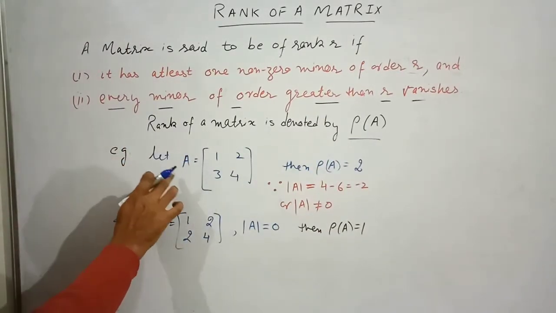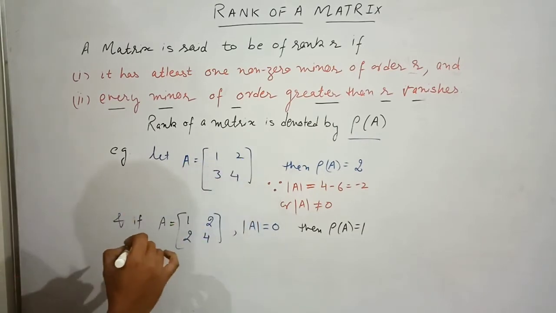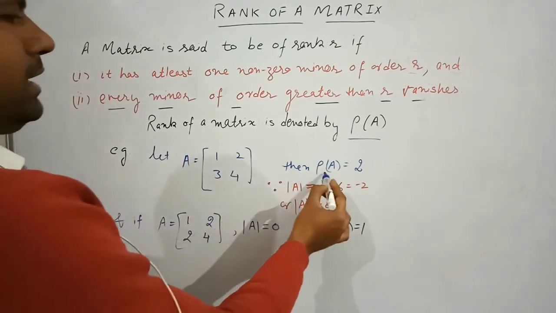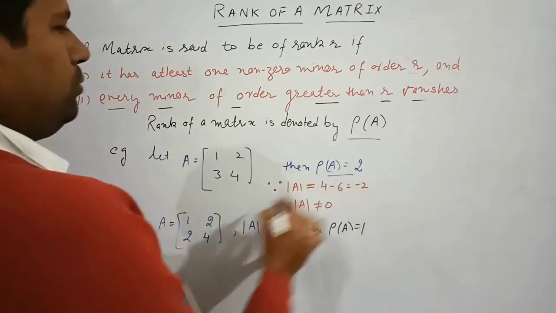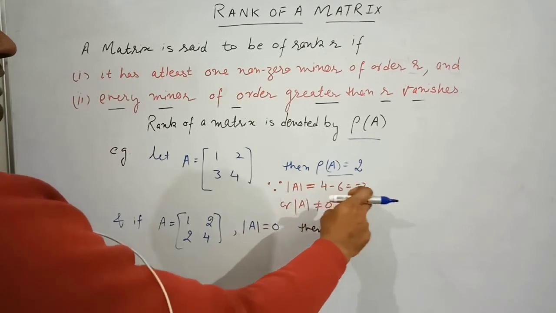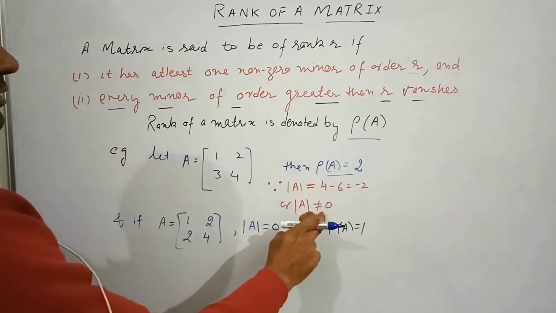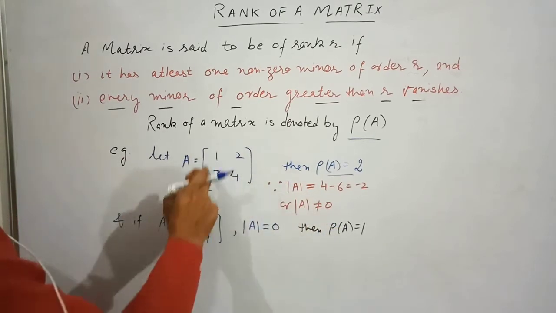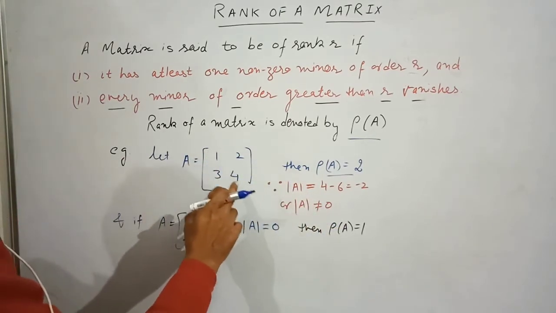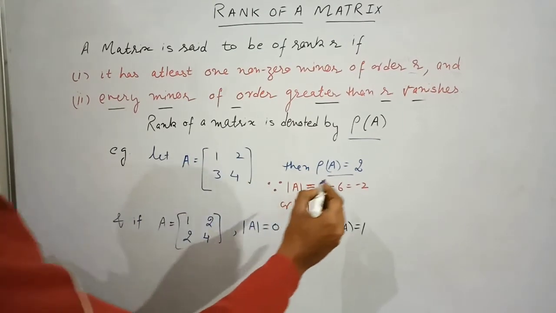For example, let A be the 2 by 2 matrix 1, 2, 3, 4. Then rank A is equal to 2 because the determinant of A is 4 minus 6, which is minus 2. Here the determinant of A is non-zero, meaning a 2 by 2 minor of this matrix is non-zero, so the rank is 2.